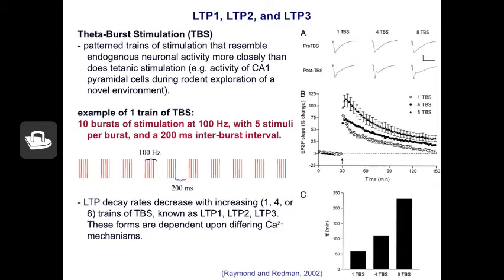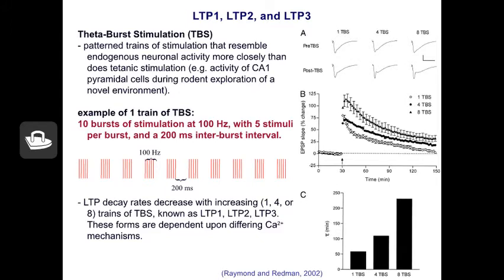There may be other slightly different versions of this pattern stimulation, but the fundamental form of it consists of brief stimulation with 100 hertz, or 100 cycles per second, of depolarizing stimulation. Then there's a brief pause, and then another brief train of high-frequency stimulation. Now, Raymond and Redman have done a lot of work with this theta burst form of stimulation. And they discovered that the magnitude and duration of CA1 pyramidal cells' responses to the stimulation differ depending upon the number of trains of stimulation administered.